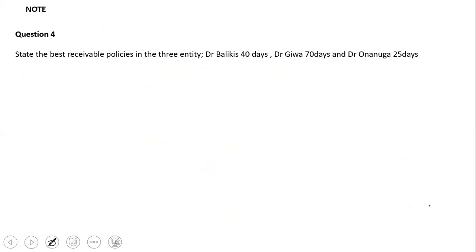Now let's look at this. We now want to bring knowledge into it. We are told to state the best receivable policy among the 3 entities. Now, what we have here is receivable policy. We are told that Dr. Balikis takes 40 days to collect from whoever he has sold to on credit, Dr. Giwa 70 days, while Dr. Onuga 25 days.